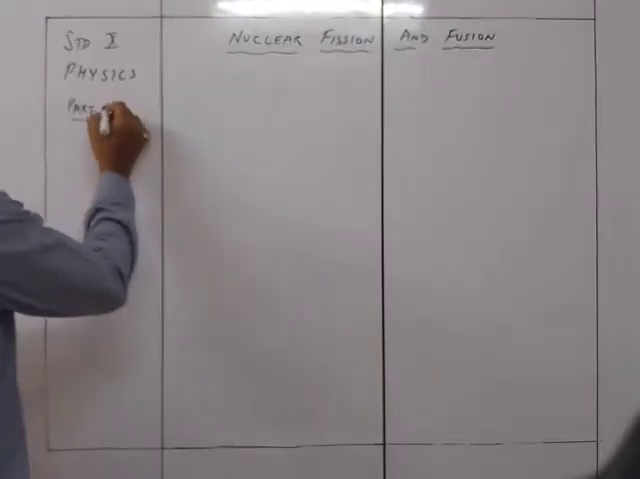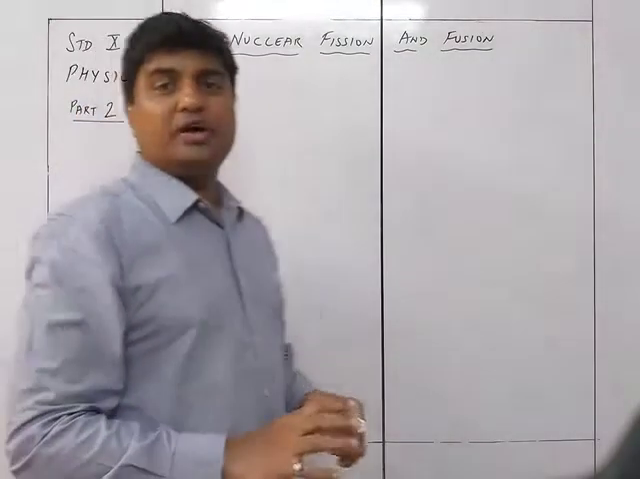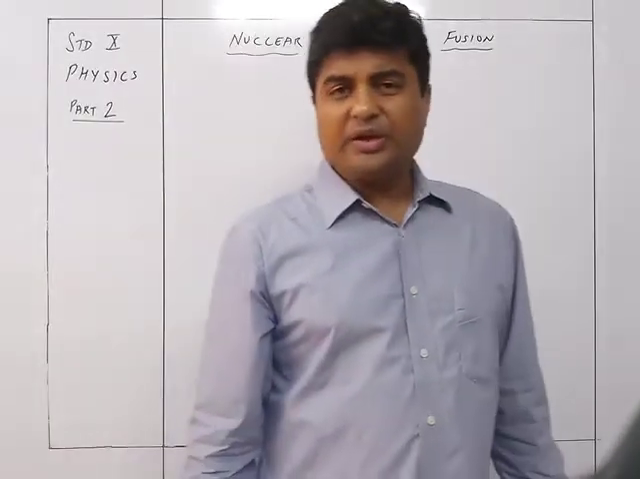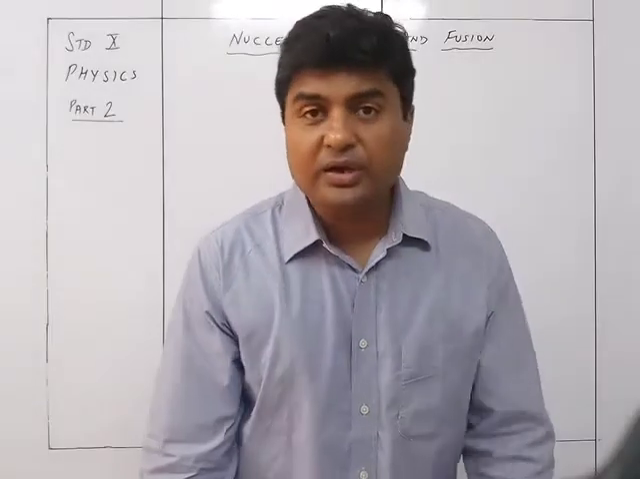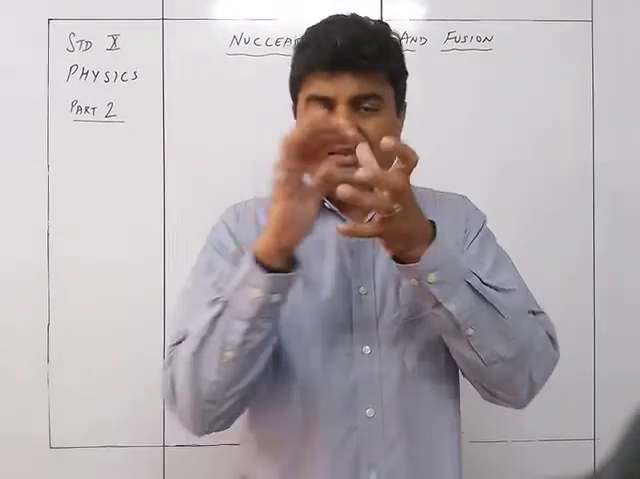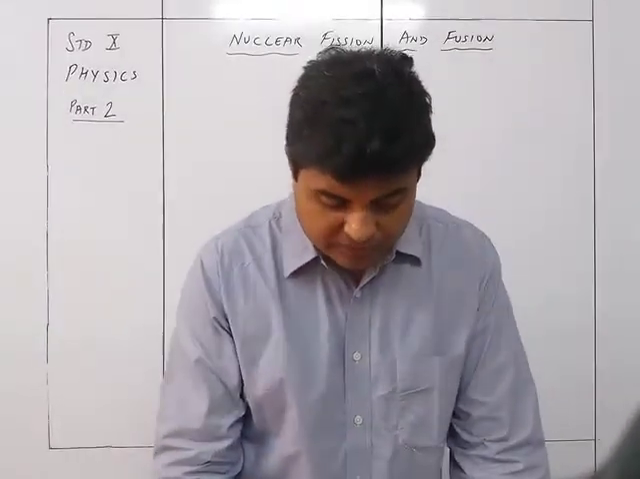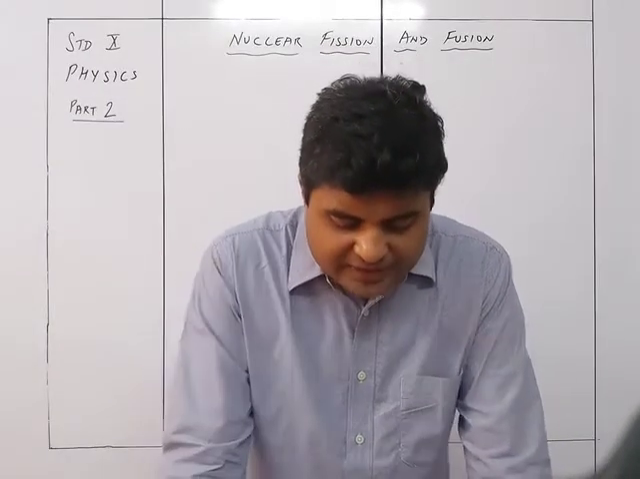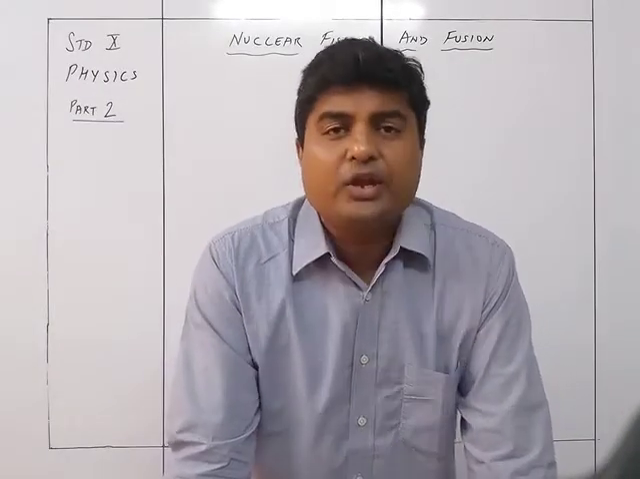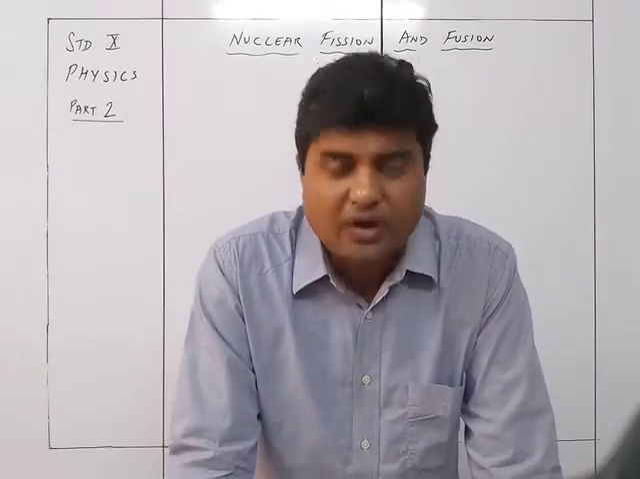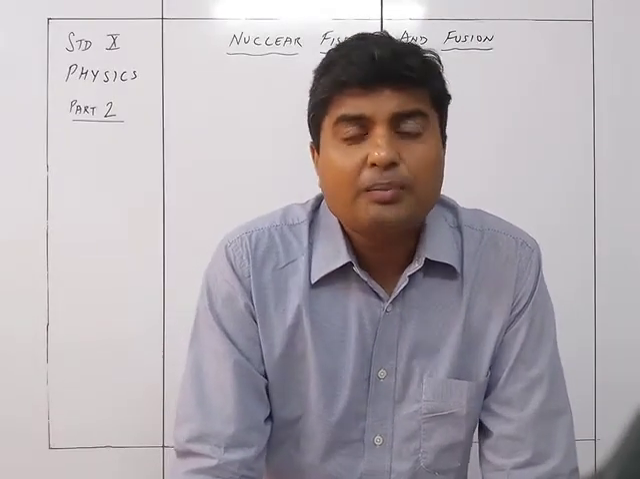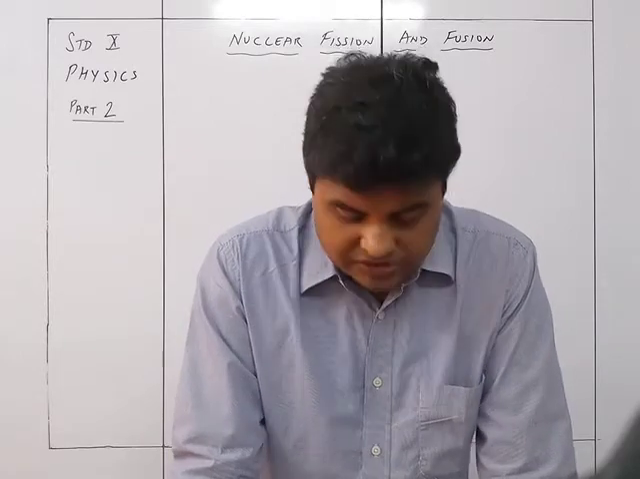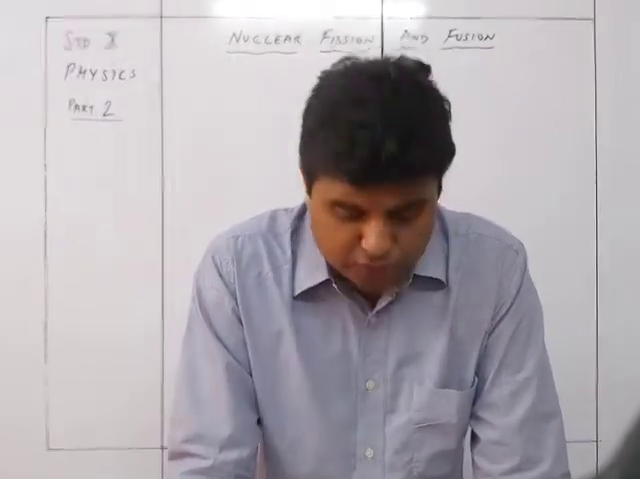So we now move on to the next part of the chapter, that is nuclear fusion. We saw nuclear fission and the radioactive part in the first part, and now we see nuclear fusion. Fusion means combining. Nuclear fusion is the process in which two light nuclei combine to form a heavy nucleus. When two light nuclei combine to form a heavy nucleus, it is called nuclear fusion.